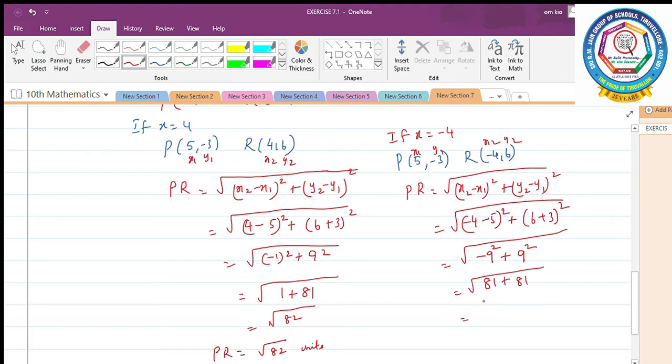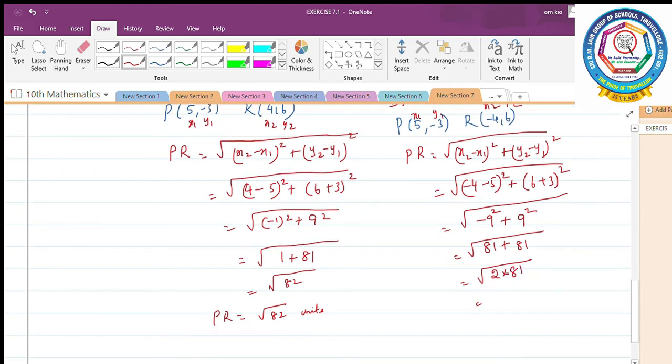So here 81 plus 81, that is 2 times 81. Then square root of that. What is the square root of 81? 9. 2 is unpaired, so as it is you take it. Therefore the distance between PR is 9 root 2 units.